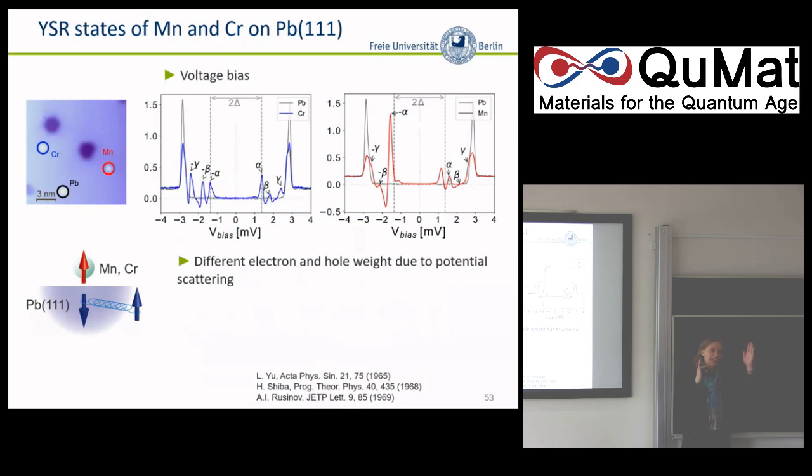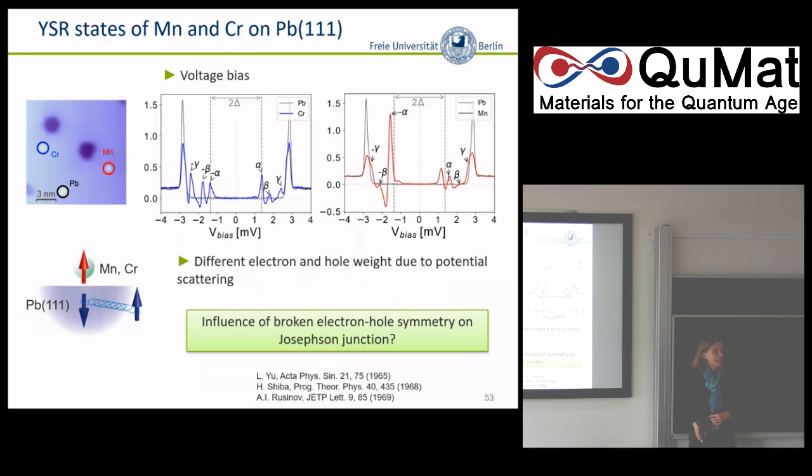Let me point out one fact. I told you in the sketch before, you can't have symmetric states, because electron-hole symmetry is broken. You see it really pronounced here in the intensity, and you see it also in the other states. You see it in this way on the manganese, and it's the opposite way on the chromium.